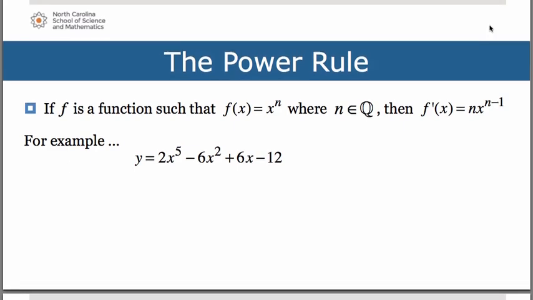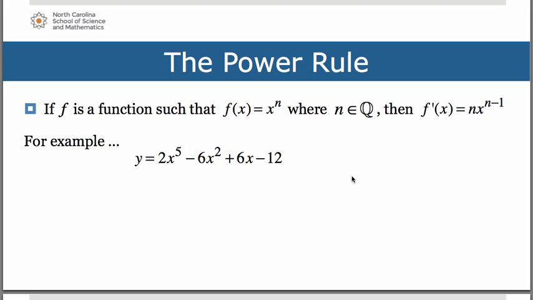So what the power rule states is that if f is a function such that f of x is equal to x to the n, where n is an element of the rational numbers. Remember, Q is our mathematical symbol for the rational numbers. And remember, a rational number is any number that can be expressed as a fraction. Then f prime of x, the derivative, is equal to n, which was the exponent, times x now raised to the n minus 1 power. So let me give you a really quick little example.